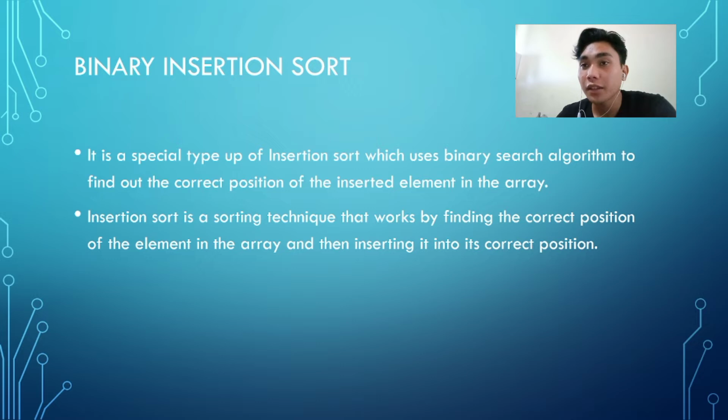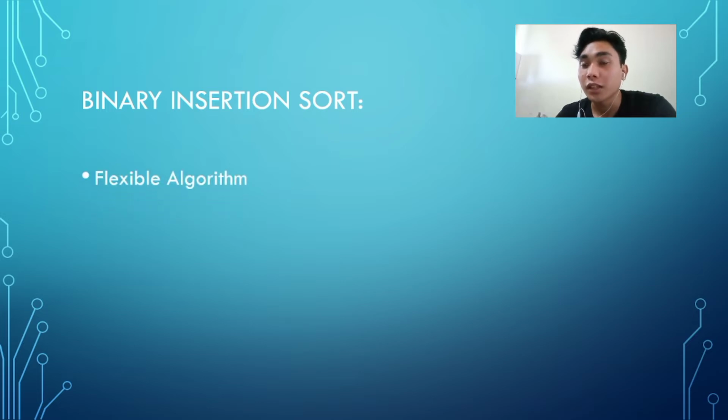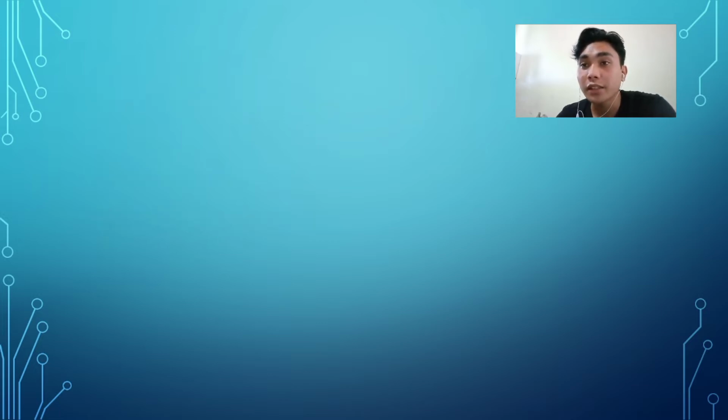I have an example here. Before we go to the example, I'm going to explain why. Binary insertion sort is a flexible algorithm and a stable sorting algorithm. Flexible means it works faster than the others, and then stable, from the word stable. So now we are going to have the example.